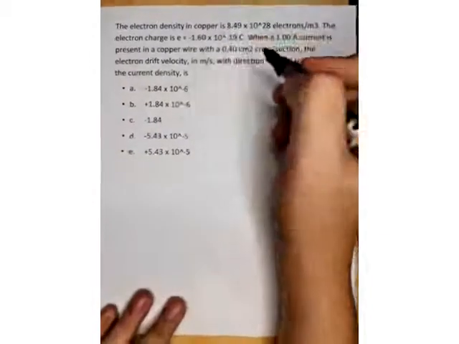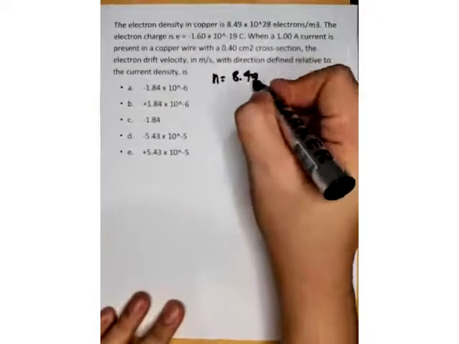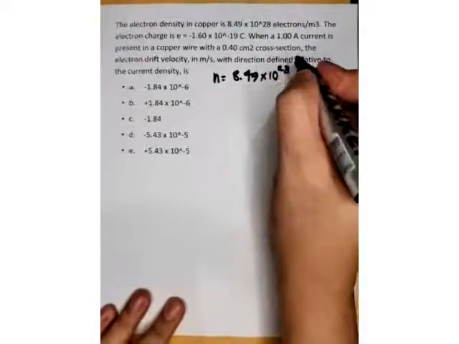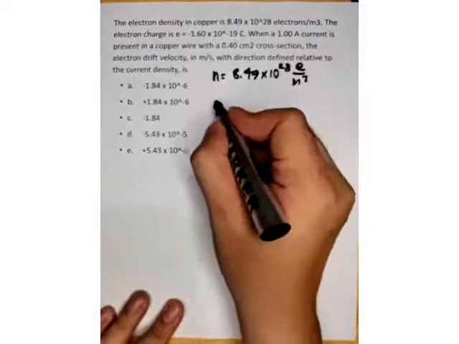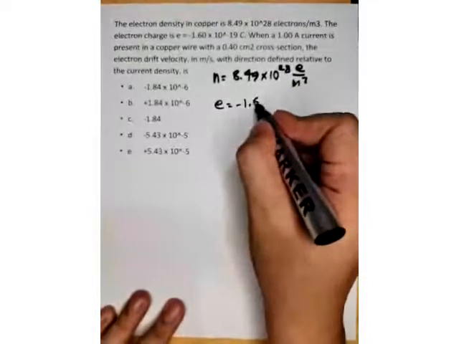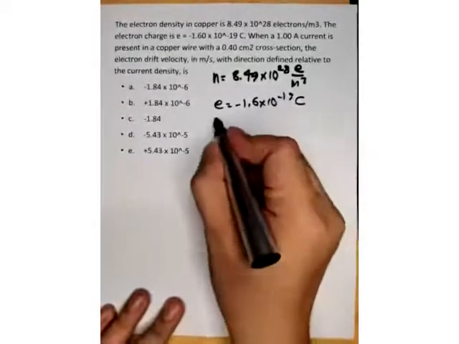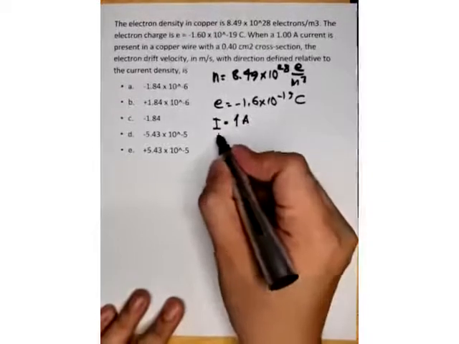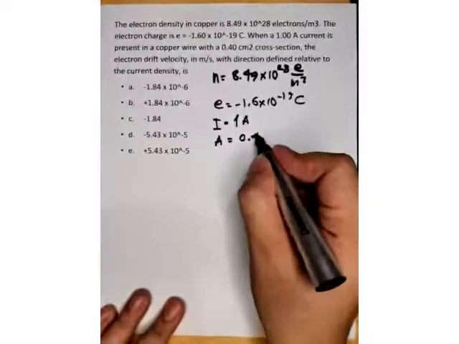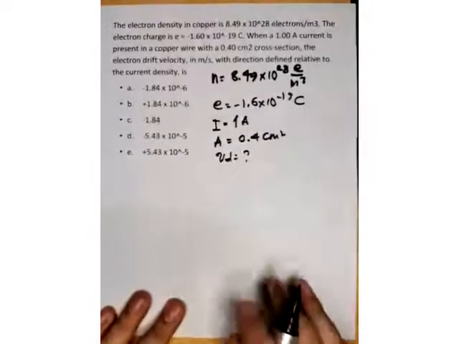So, given tayo ng n, I would say that's 8.49 times 10 raised to 28 electrons per cubic meter. And the charge of each is negative 1.6 times 10 raised to negative 19 coulomb. The current is 1 ampere and the area is 0.4 cm squared. So what is the drift velocity?